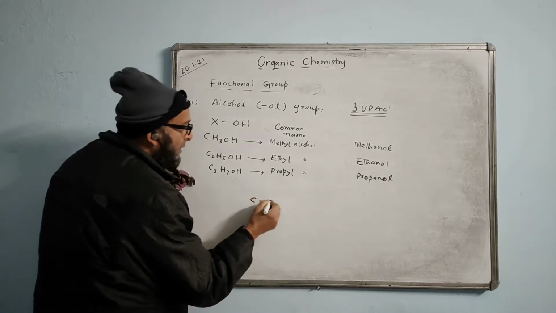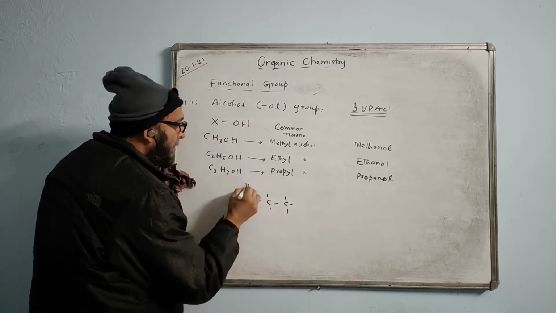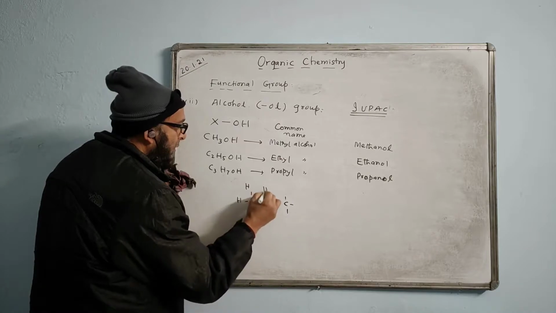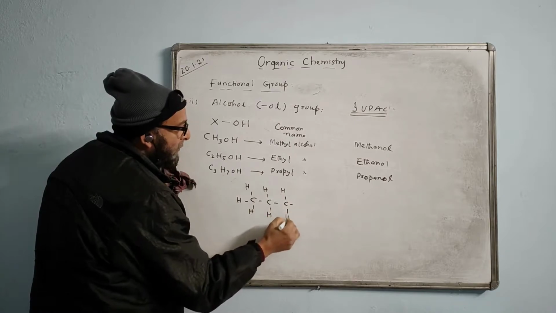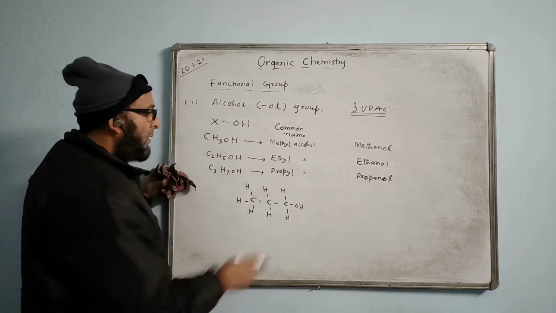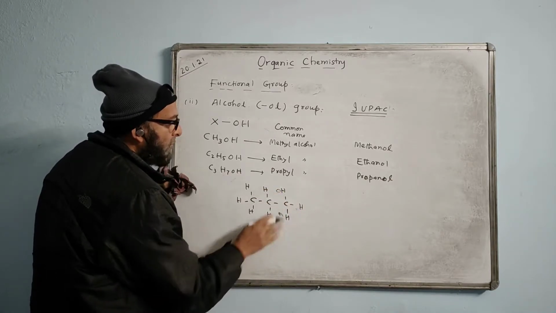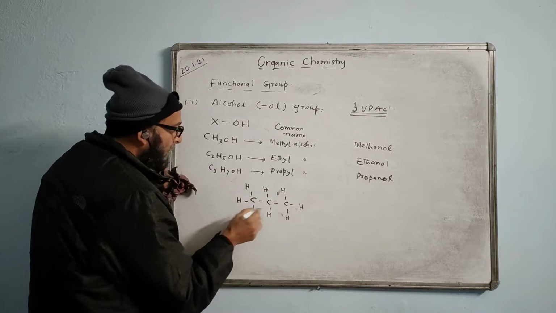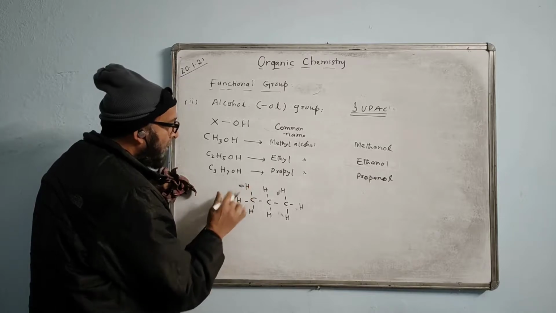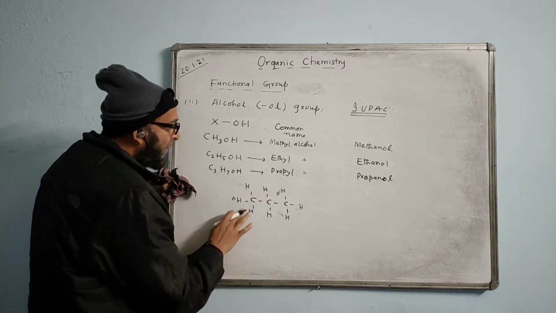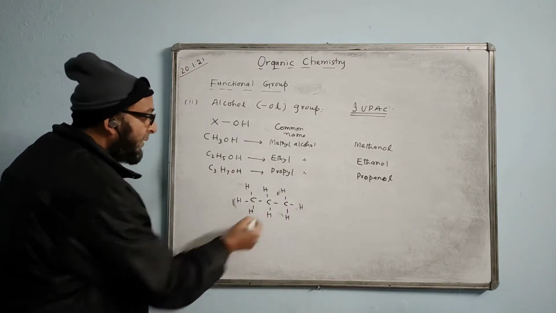We can do it like this: C, and you can put H. You can put OH either here or here, anywhere you wish. Instead of putting it over here, I can put it here also, at the beginning or at the end. Anywhere I can put it, but either in the beginning or at the end, not in the middle. Don't put it in between.